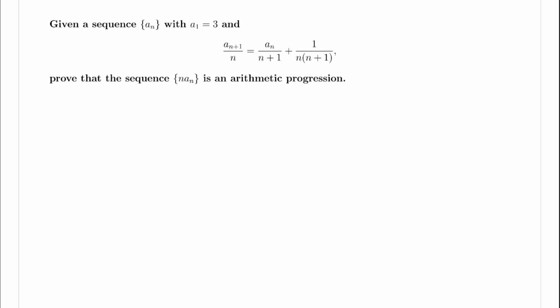Okay, so today we're going to be looking at this problem. Given a sequence a sub n with a sub 1 equal to 3, and a sub n plus 1 over n is equal to a sub n over n plus 1 over n times the quantity n plus 1, we have to prove that the sequence n times a sub n is an arithmetic progression.